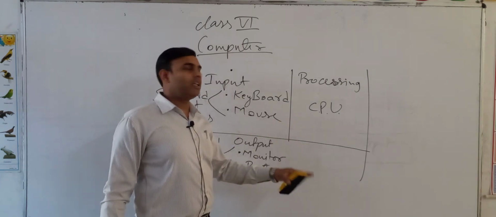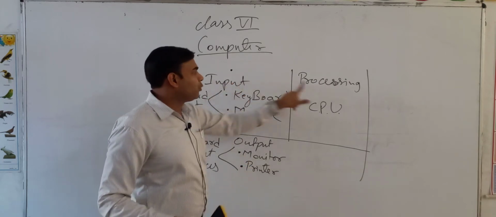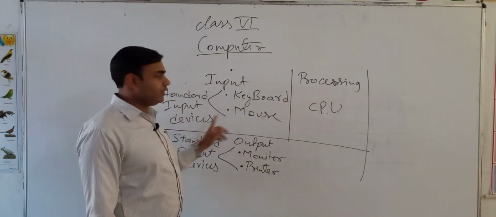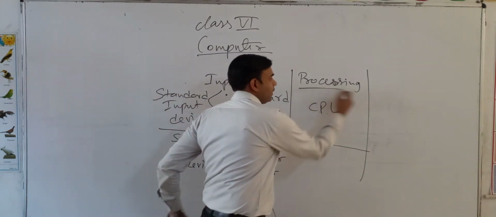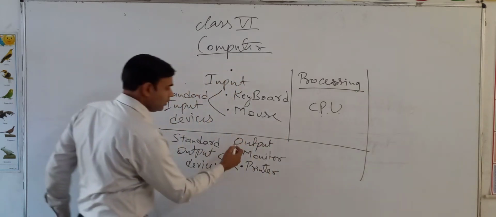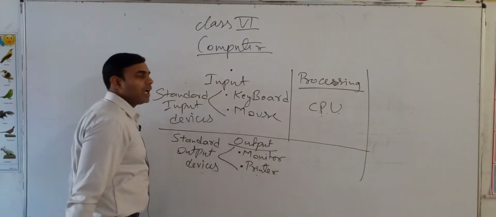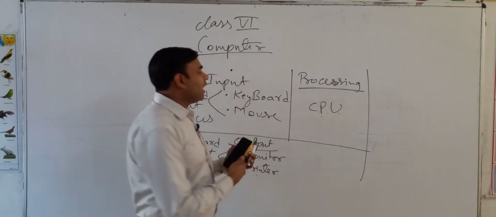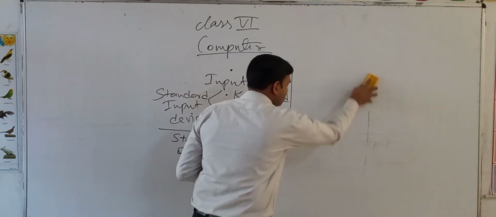Okay, so what we have learned is computer is comprised of three basic parts: input, process, output. In input, we have two standard input devices, keyboard and mouse. For processing, we have CPU, and for output, we have standard output devices such as monitor and printer. Other than these devices, there are many input output devices available. Let us discuss them.